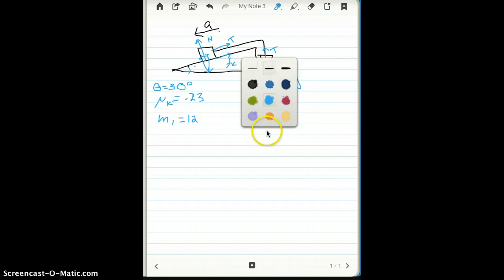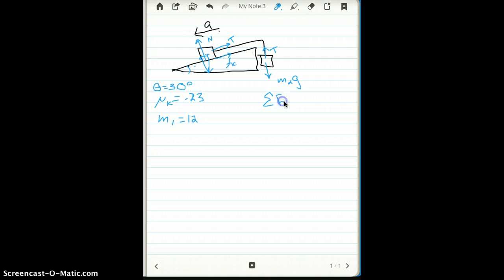So the block that's hanging is probably the simpler one to start with. If we write the sum of the forces in the Y equals MAY, then I'm going to write T minus M2G equals, now normally I'd have to put like negative MA to show that it's rising, but it's supposed to be rising at a constant velocity. So constant velocity is a zero acceleration and mass times zero is zero, which means the tension is equal to M2G.